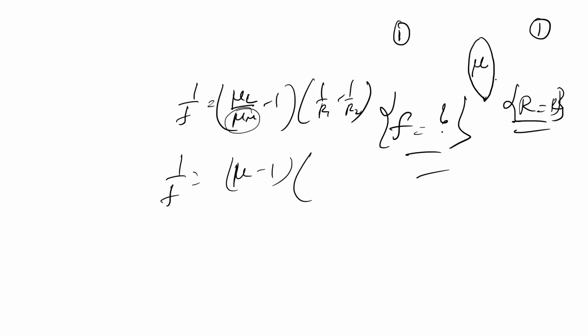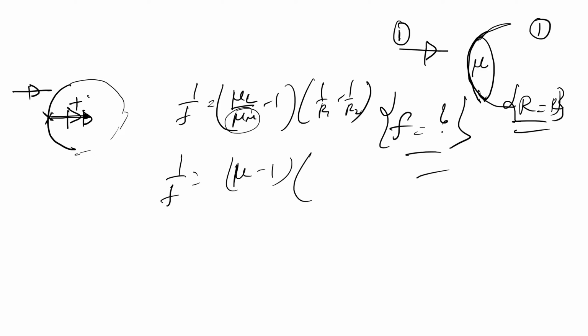Now 1 by R1 will be this one, this first surface. You can see the light ray, if it is coming from this side, this radius will become positive, right? Because the surface is like this, the center of this surface will be here. From the optical center, if you are measuring this distance, the light ray is in the same direction and your radius is also in the same direction. Can I take it as a plus R or not?